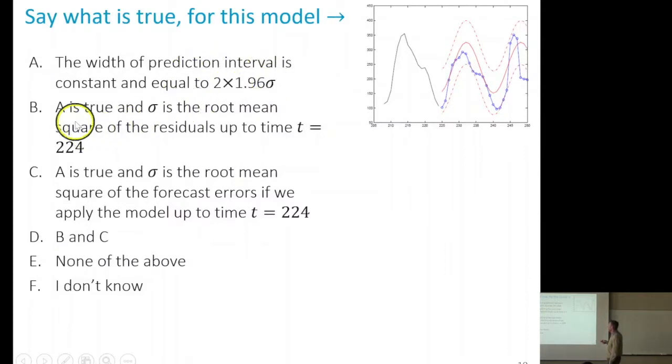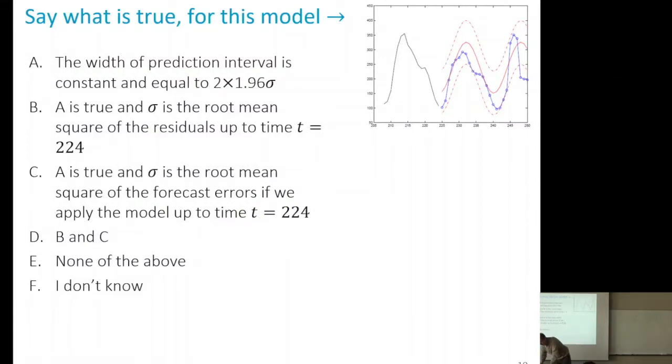Is B true? Well, is sigma the root mean square of the residuals up to time t? Yes, we saw this is a property of least squares. When we do least squares fitting, in fact, the estimate of sigma squared is exactly the average of the squares of the error terms. Sigma is also the root mean square of the forecast errors. This is less obvious, but this is true also.